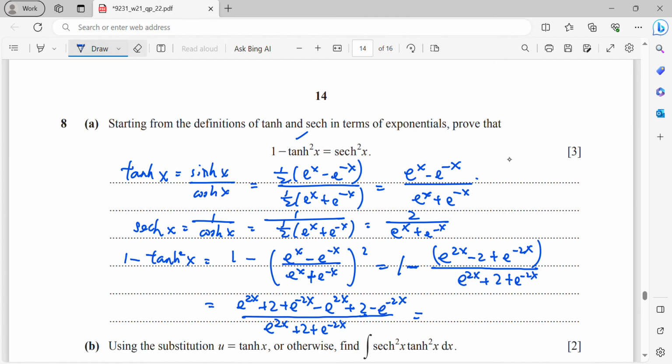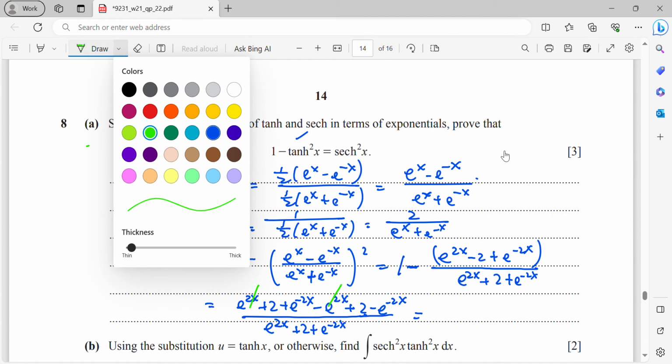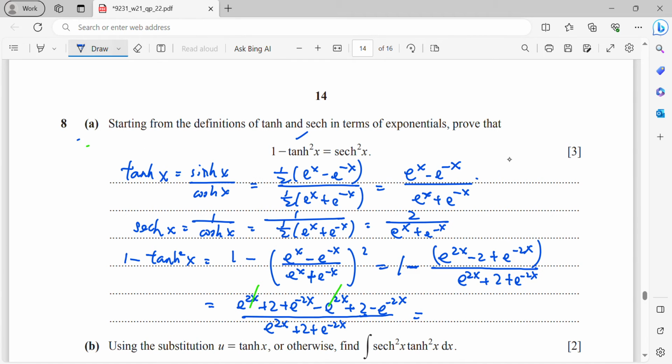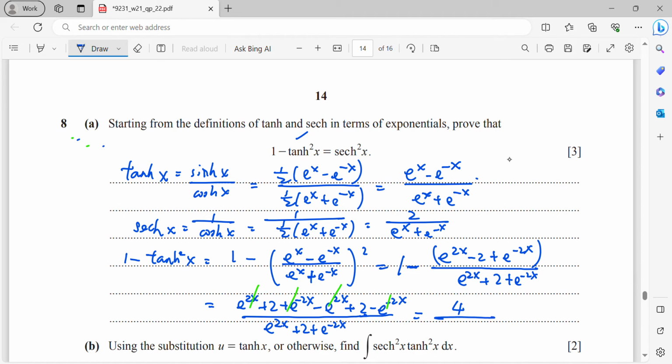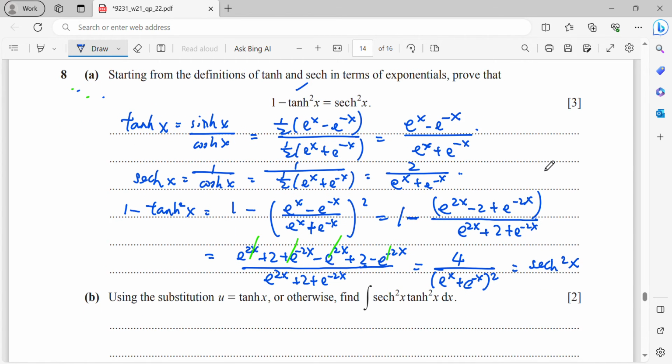Then when you simplify, these 2 terms cancel off, and then you will get 4. The other 2 terms also cancel off. These 2 terms also cancel off. The numerator is only left with 4. Then for the denominator, instead of these 3 terms, I will change back to a square. It will be (e^x plus e^(-x)) squared. This is the same as sech squared x. Alright, just square this. Done with this proof.